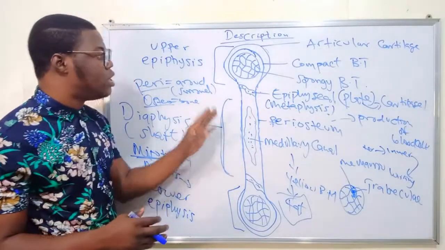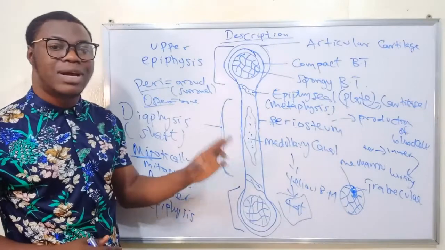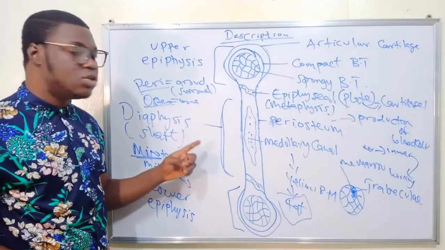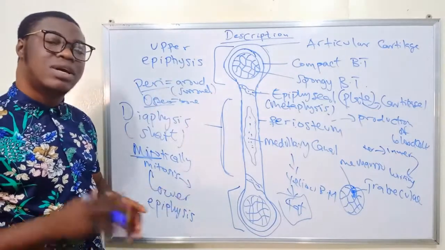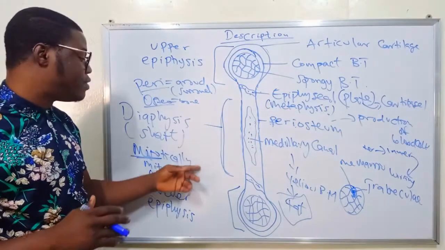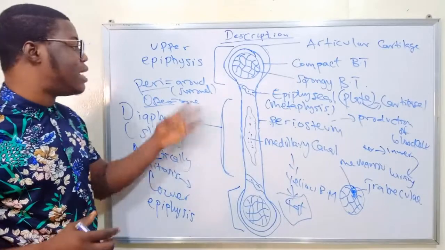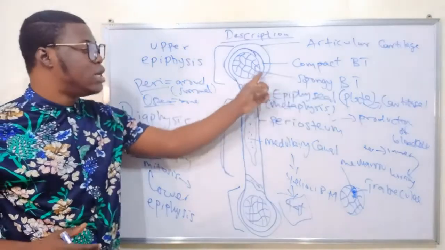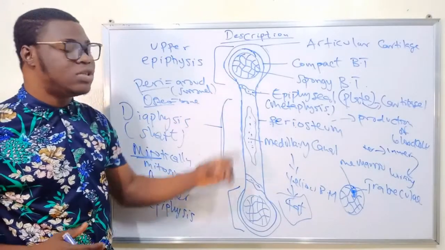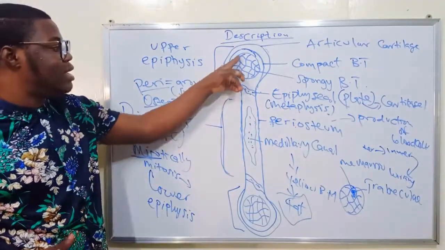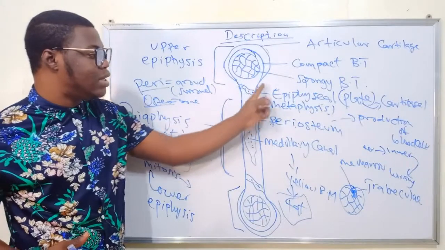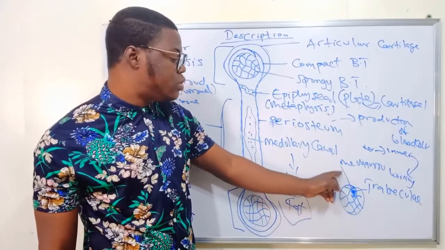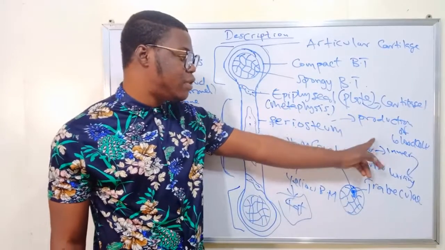So, a quick recap for the description of long bone. The bone has three parts: the upper epiphysis, the lower epiphysis, and the diaphysis. The epiphyses are the expanded ends, and the diaphysis is the elongated middle part. The epiphyses are covered by articular cartilage, and they are made up of two bone tissues: the compact bone tissue, the smooth and dense part, and the inner spongy bone tissue. The spongy bone is made up of trabeculae, and the trabeculae possess pores which contain red bone marrow, responsible for the production of red blood cells.